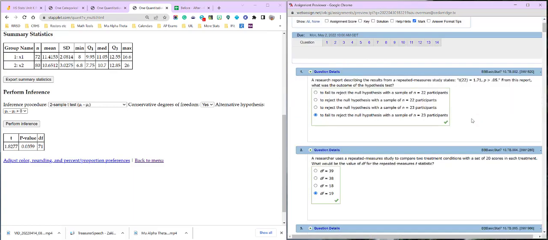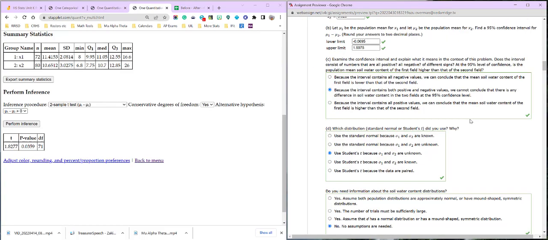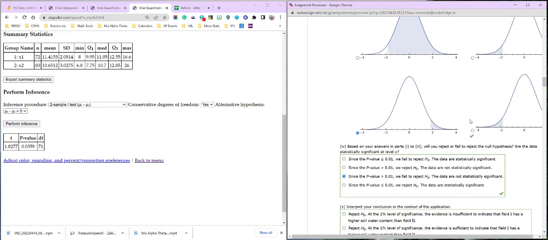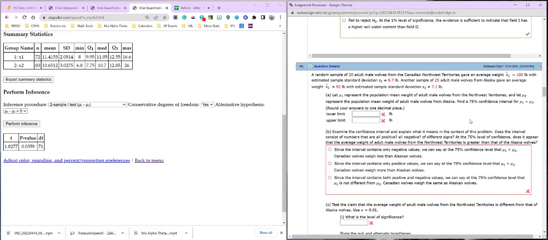And we have a good chunk done. Okay, so let's go. This should all be good. Voila, all correct. All right, now here's one where we have two groups and we have statistics given to us.